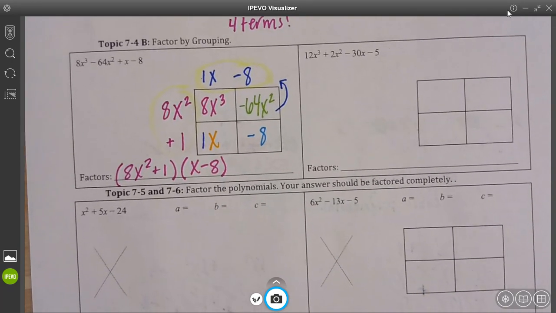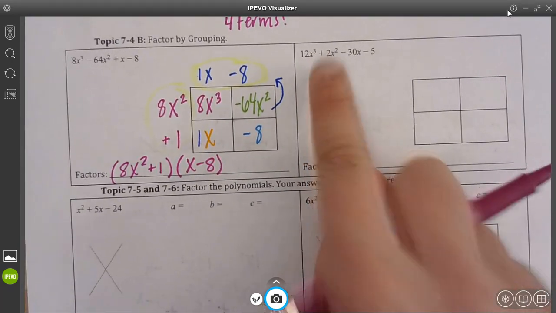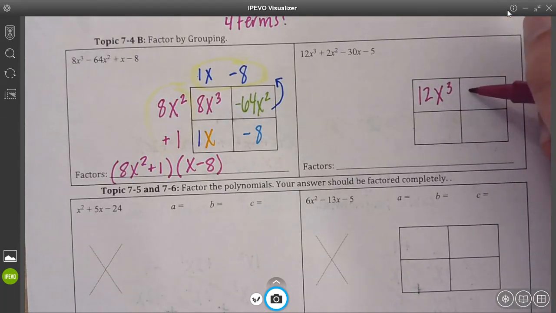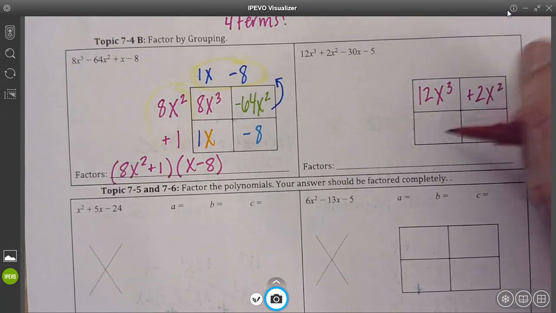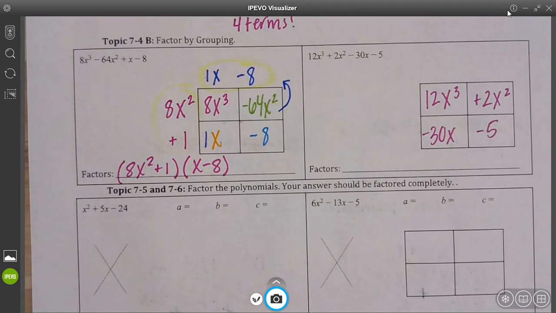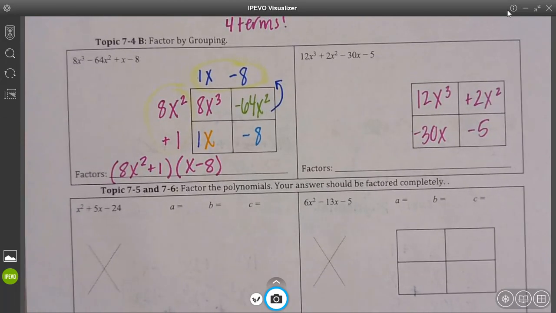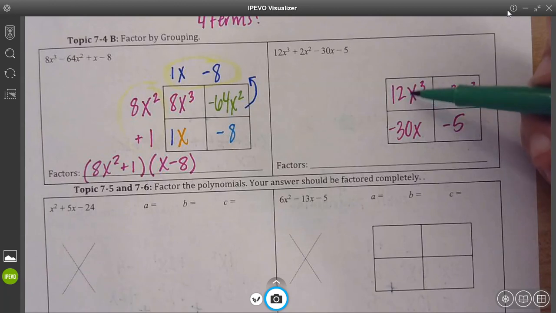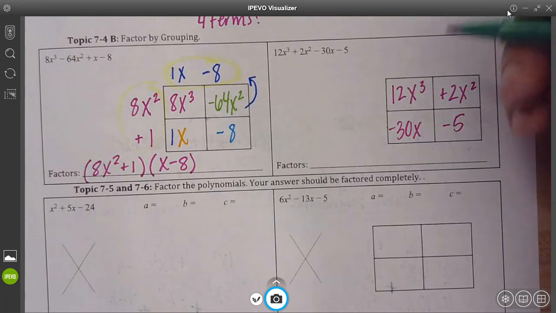And we can do the same thing for our second problem over here. It just requires us to fill in our box. We have 12x cubed plus 2x squared minus 30x minus 5. This time we have some smaller numbers in here, so hopefully it goes well. We're trying to find the GCF of my first column. So I'm asking myself, what do 12 and negative 30 have in common?